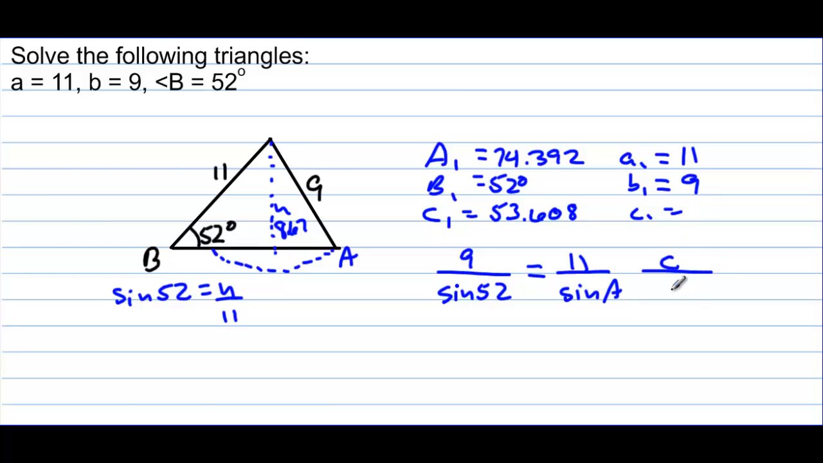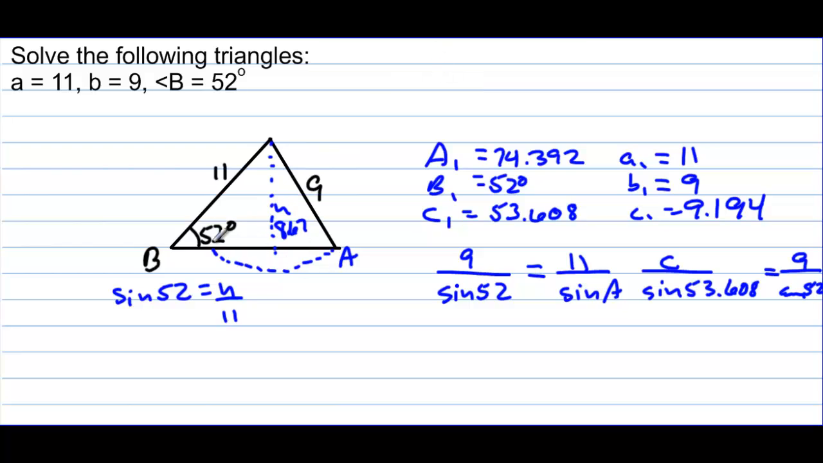Now we have to do the law of sines one more time to find C. So I have C over the sine of 53.608 equals 9 over the sine of 52, and I just barely made it. So we have 9 times the sine of the answer divided by sine of 52. So we get 9.194, rounded to 3 decimal places.